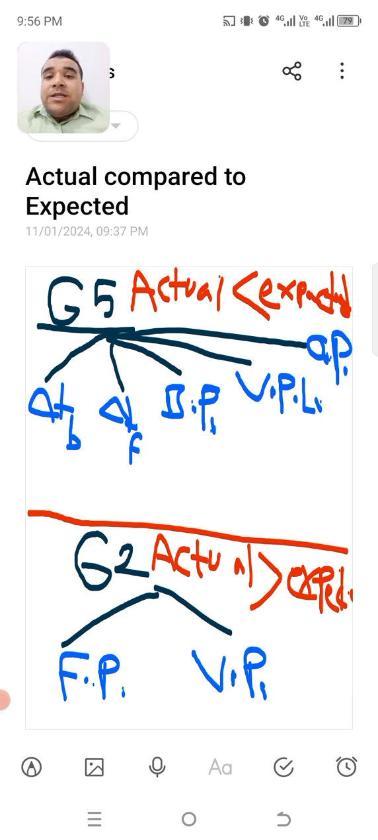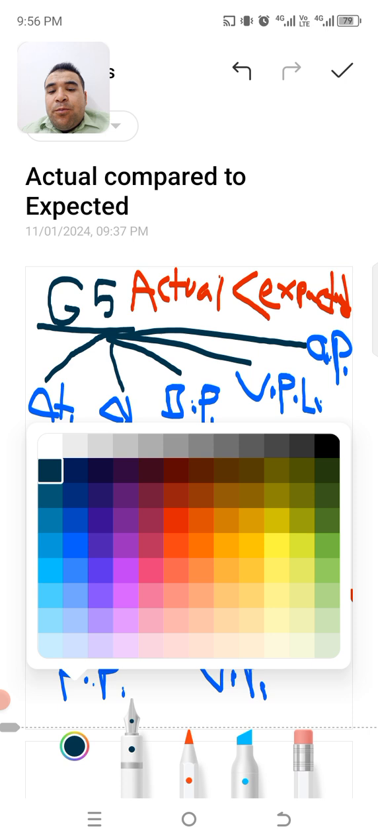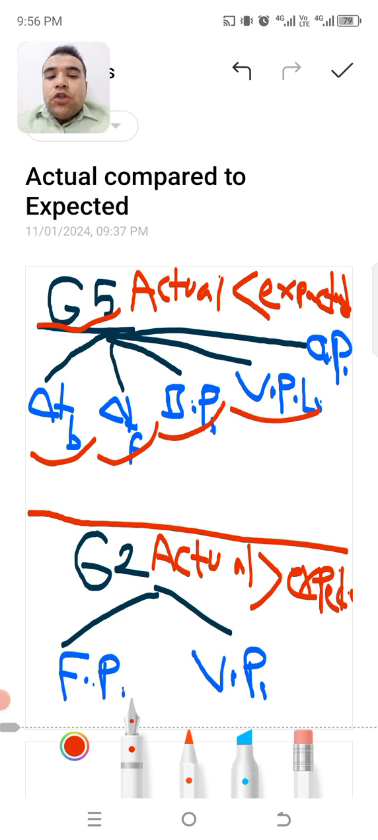I have called them group 5 and group 2. So group 5, simply what we mean is those colligative properties, those values which are directly proportional to the molality, to the concentration: the boiling point elevation delta Tb, freezing point depression delta Tf, boiling point of the solution, vapor pressure lowering, and osmotic pressure as well. So these 5 are directly proportional with the molality.